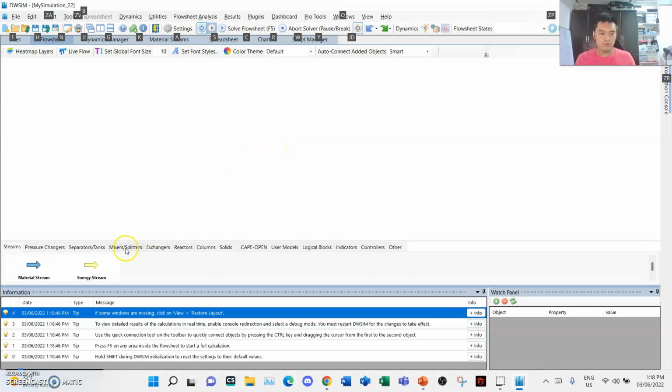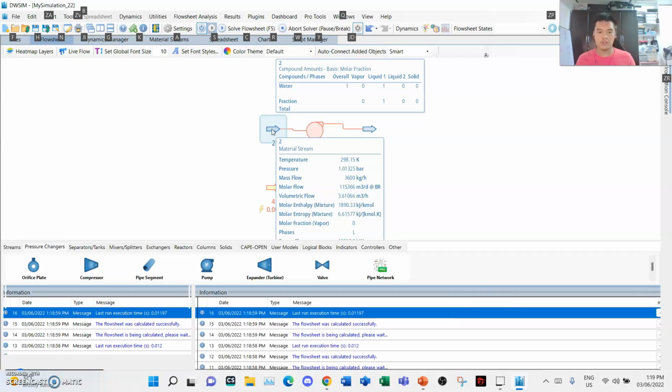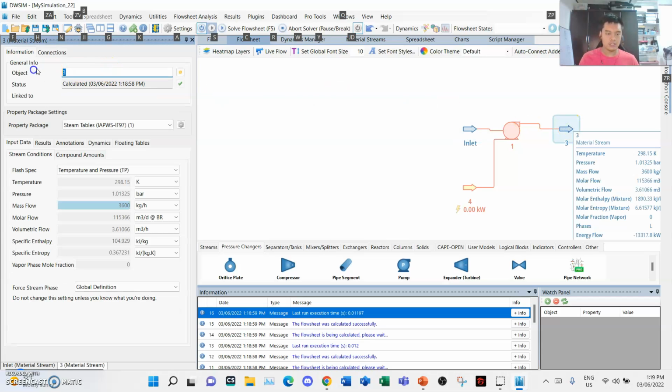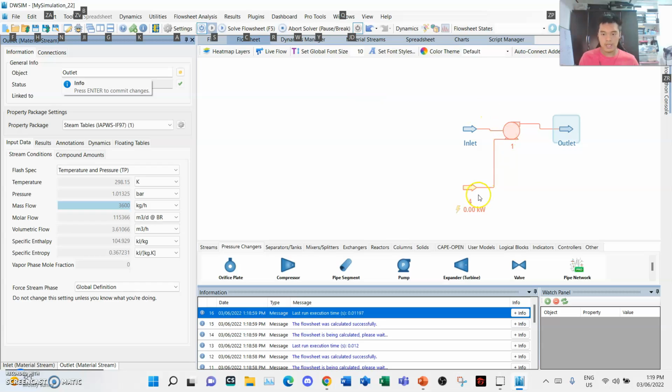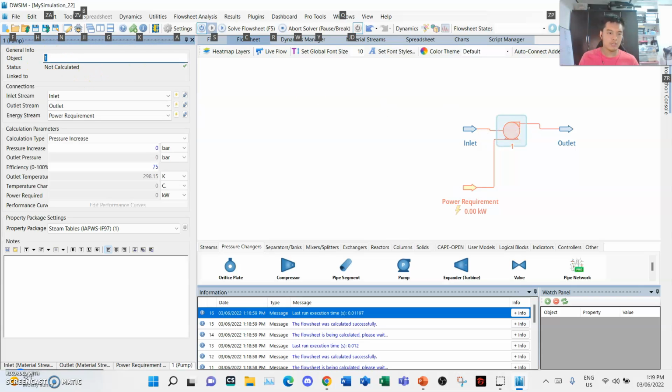Afterwards, we will pick the pressure changer. We need to pick a pump since that's the unit operation of focus. Then, before we start everything, we need to first rename our respective streams. So this is the inlet, so we'll rename it as inlet. Then this one is outlet. And this one is power requirement. And we can just rename this as pump.